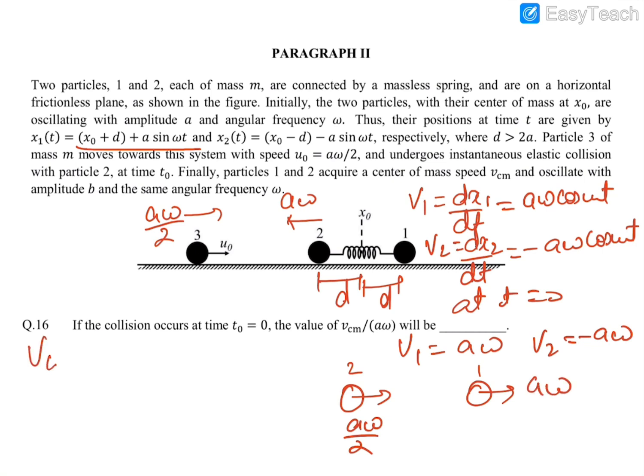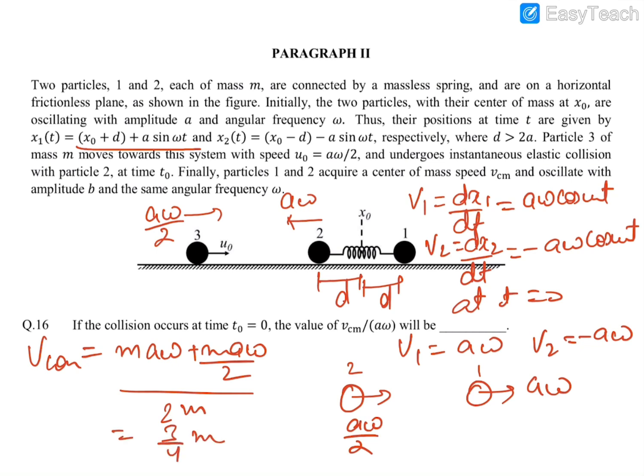So VCOM, we can say, will be (m1 v1, which is m a omega, plus m a omega by 2) divided by the total mass, which is 2m. So you can see that this is 3 by 4 a omega, and VCOM upon a omega will be 0.75, that is 3 by 4. So the correct answer of this question is 0.75. Now we move on to the next question.